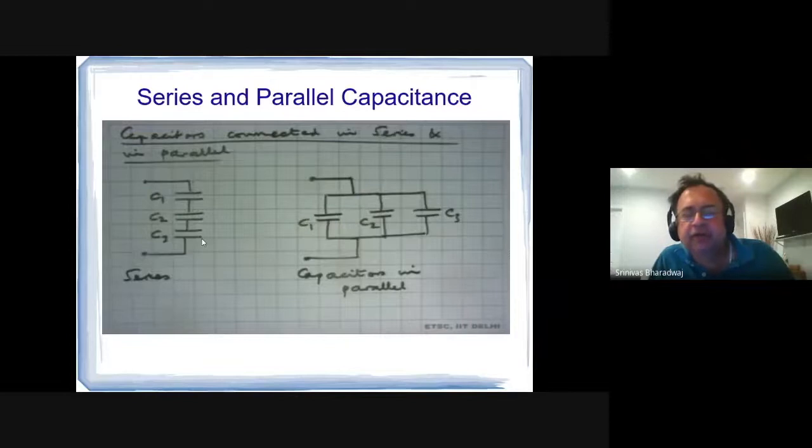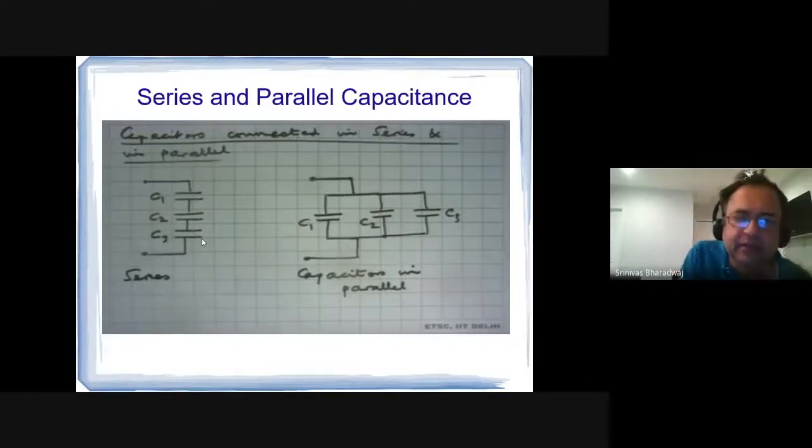So V is equal to V1 plus V2 plus V3, right? So Q by C1 plus Q by C2 plus Q by C3 will equal Q by the net C. So if you wanted to replace C1, C2 and C3 with a single capacitor C, 1 by C will equal 1 by C1 plus 1 by C2 plus 1 by C3 for this set.